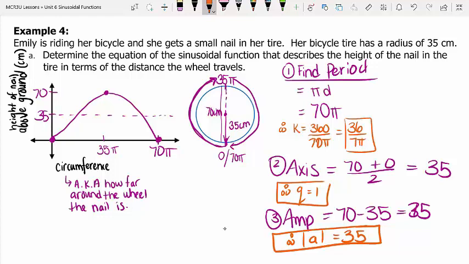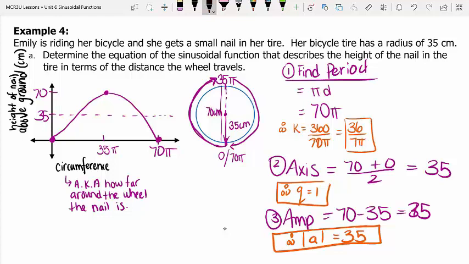The last thing we need to see is whether there is a phase shift. And no, there is not. We learned at the very start of this lesson that if the minimum of the graph starts at the y-axis, which we have here, then we use our cosine function with a negative a value, and there's no phase shift. Okay, that makes sense.